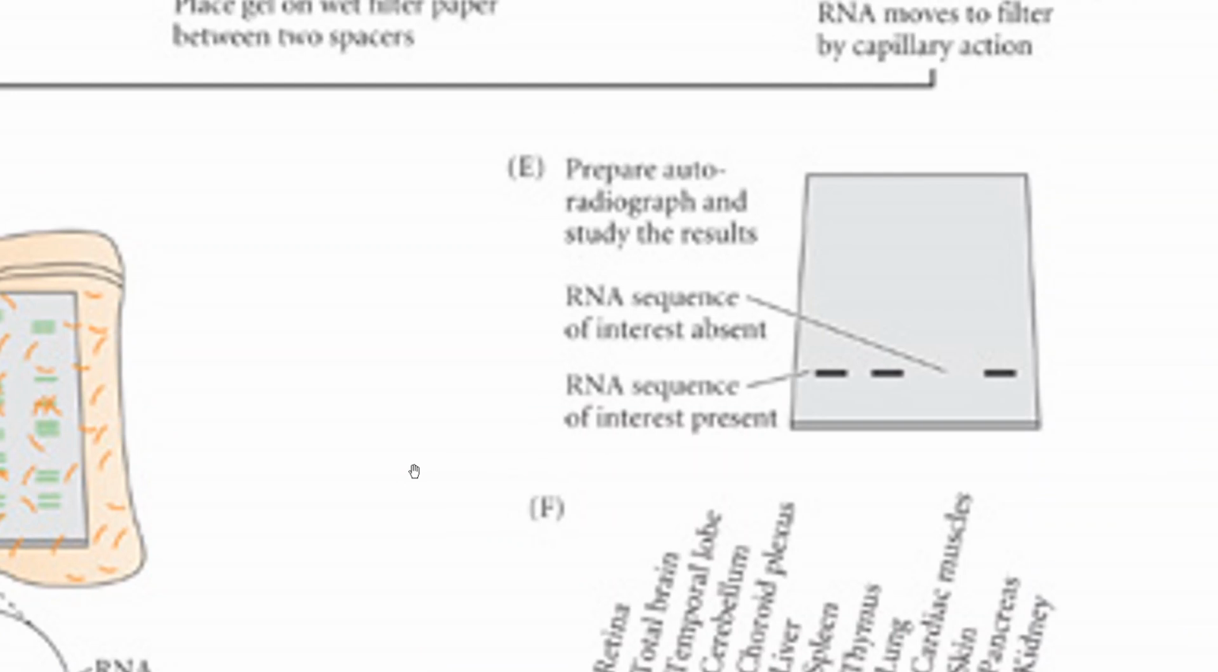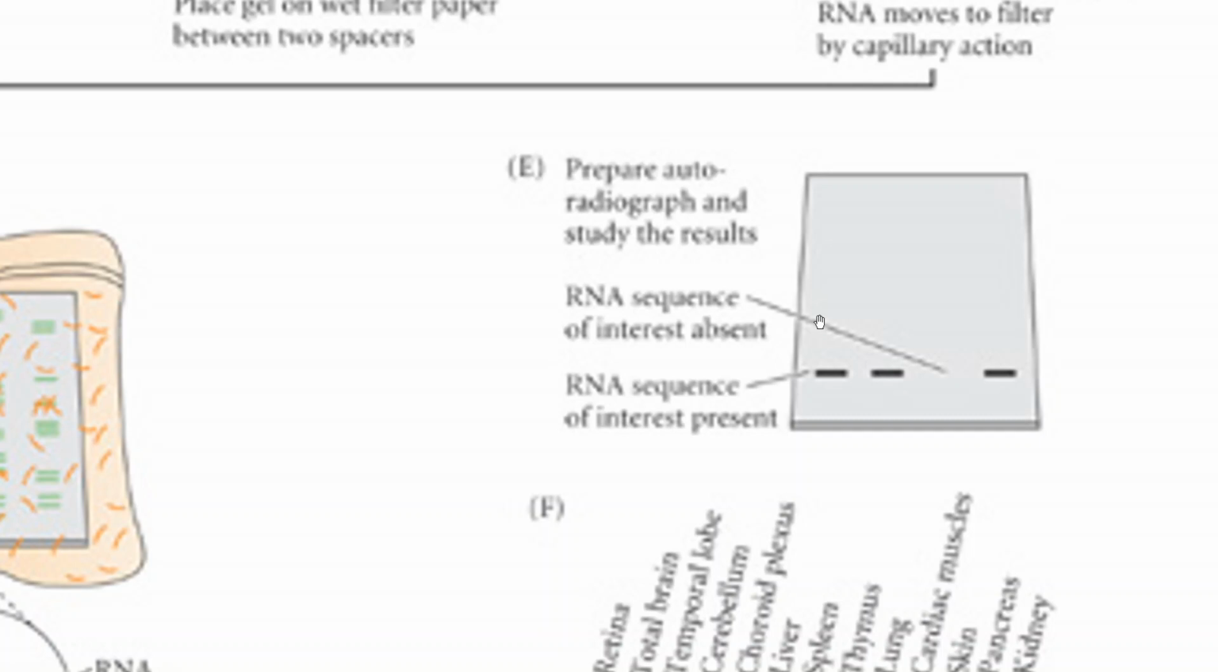These are the results after we wash away the unbound probe and we expose the membrane to the X-ray film, and we see something that looks like this. Remember we have sample 1 here, sample 2, sample 3, sample 4. And you do have bands in sample 1, sample 2, and sample 3. Now think about it here. What information can we get from this?